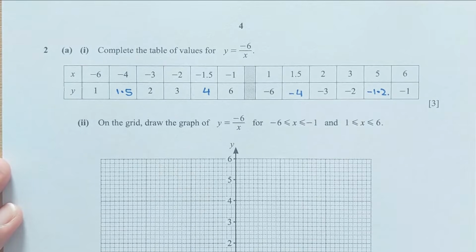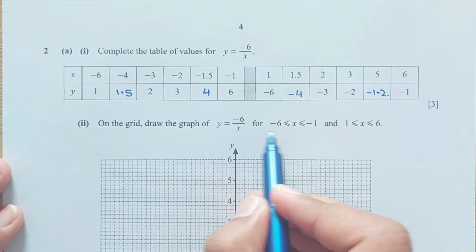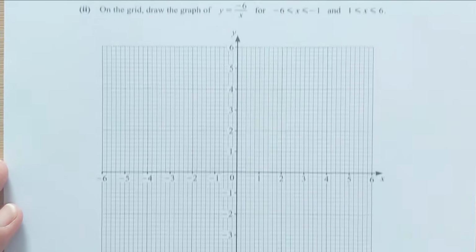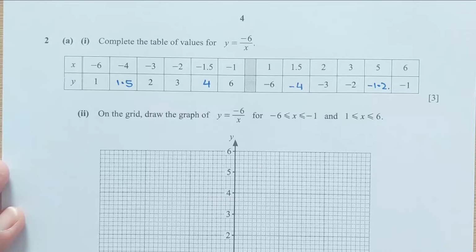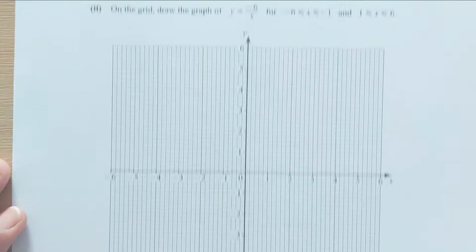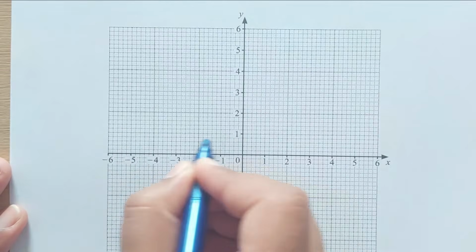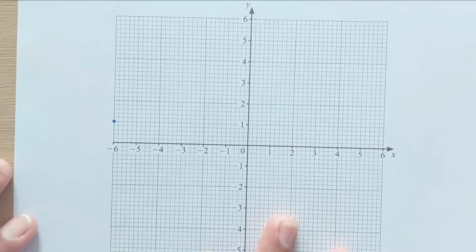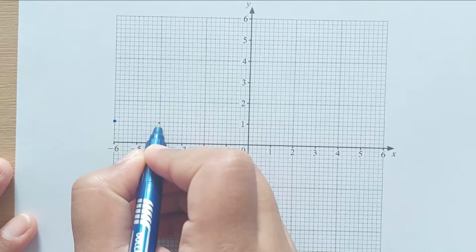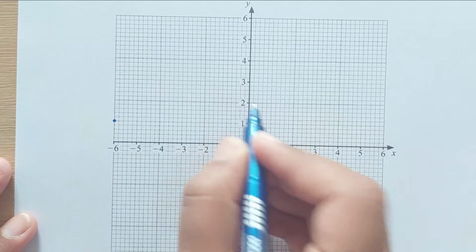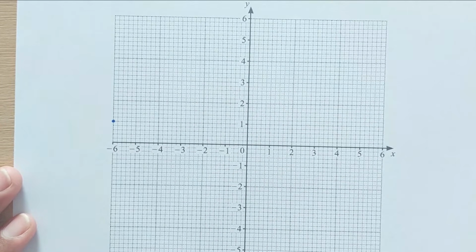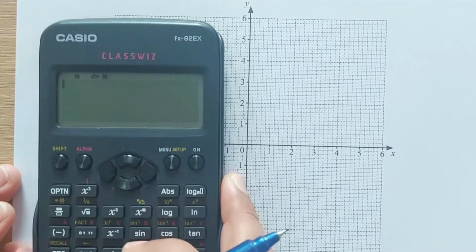Okay. Now for the second part, on the grid, draw the graph of this function for x between minus 6 and minus 1 and then 1 to 6. Okay. So we have been given the grid, right? So the first point is when x is minus 6, y is 1. Minus 6 and y is 1, this point. For minus 4, it is 1.5. Minus 4, this is 1, and 1.5 is between 1 and 2. So we have 1, 2, 3, 4, 5. So there are 5 blocks in each, so each block is representing, I guess, 0.2. Let me check.